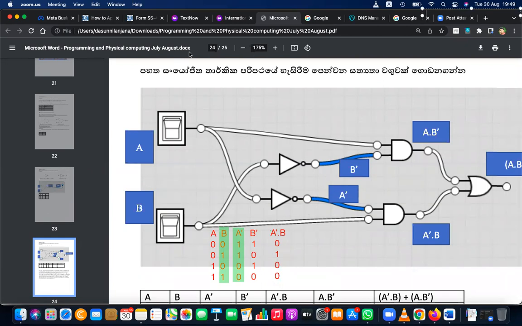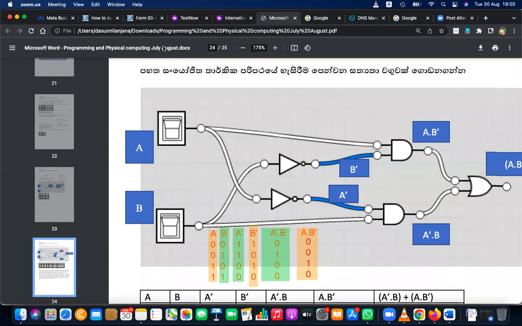The next is A and B NOT. Let's use some other color. A, B NOT, right? Here both are zero, therefore it is zero. The next is 0 and 1, which is also zero. A is one, B NOT is one, therefore it is one. And here, A is one, B NOT is zero, therefore zero. This is how you need to write.